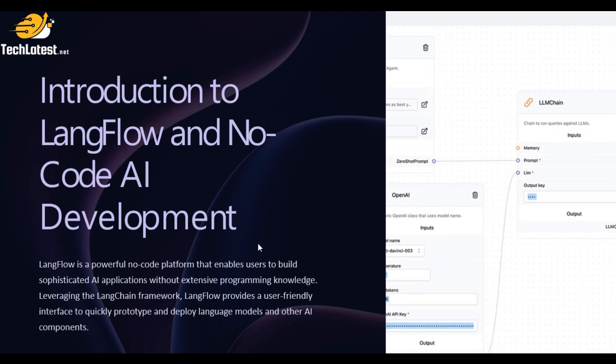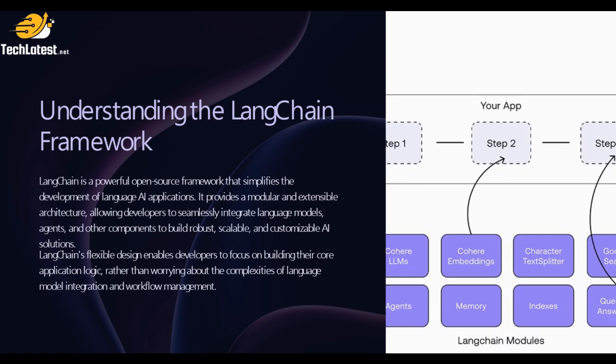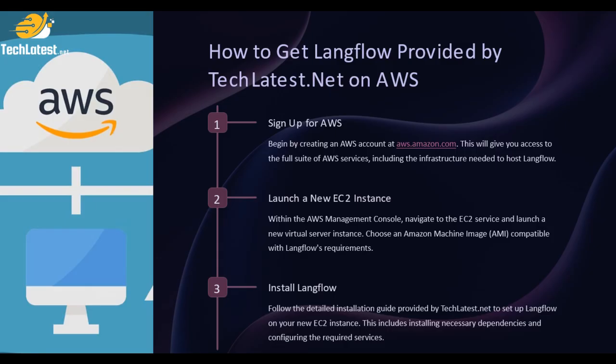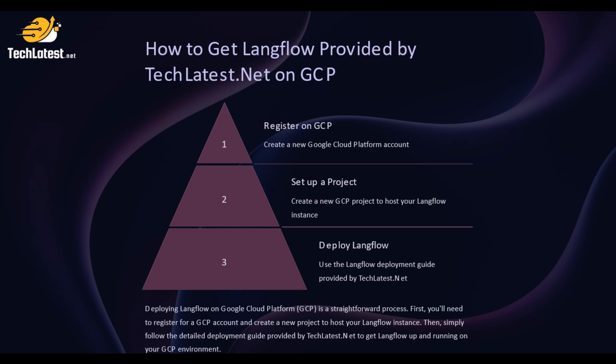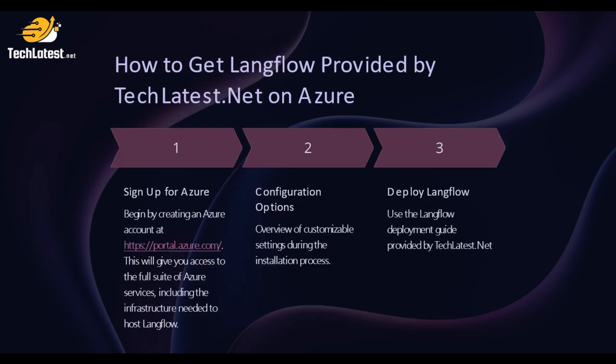So far we had covered a lot of things, like an introduction to LangFlow and the low-code development tool. Then we covered understanding the LangChain framework, like what is the relation between LangFlow and the LangChain framework. Then we covered how to get LangFlow provided by TechLatest.net on AWS, and the overview of the VM. After this, we covered how to get LangFlow provided by TechLatest.net on GCP, then Azure.